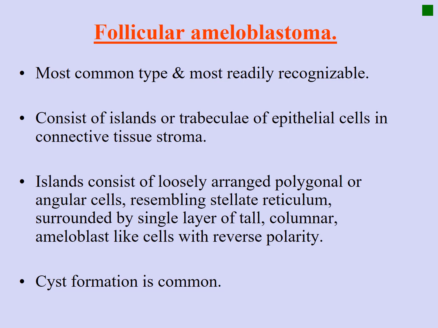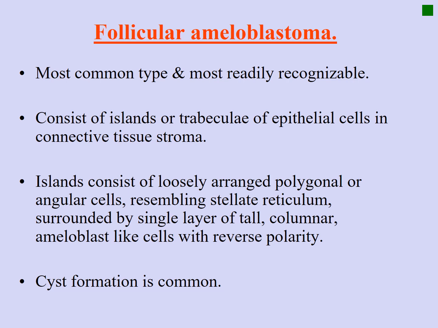So let's run through these features here. It's the most common type and most readily recognizable, something very easy to recognize and identify histologically. It consists of islands or trabeculae of epithelial cells in connective tissue stroma. Okay, the island consists of loosely arranged polygonal or angular cells resembling stellate reticulum surrounded by a single layer of tall columnar ameloblast-like cells with reverse polarity. Okay, and you see a lot of cyst formation.